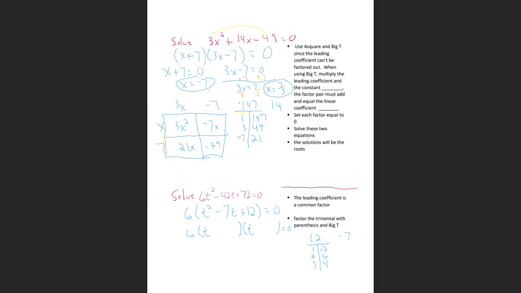So now I just have to fix the signs so that it gives me a negative 7. If I make that a negative and that a negative, that does give me a negative 7, but it also has to give you that positive 12. And we do know that a negative times a negative is a positive 12. So that all works out.